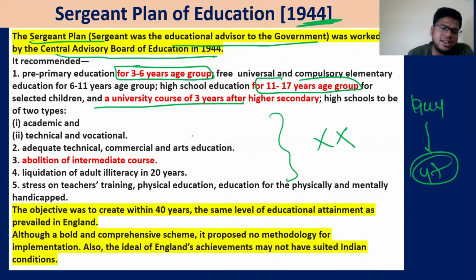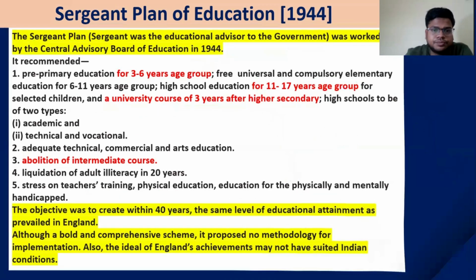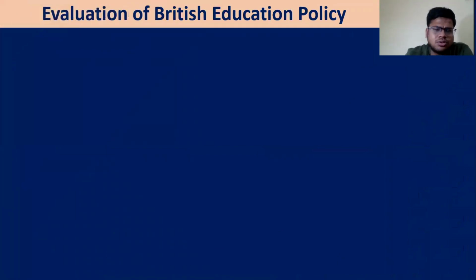So the idea was that yes, within 40 years we will create the same educational attainment as there is in England, but everything was just the plan and nothing important. What you just need to remember is the name and the year in which it has come, and you also realize why it is so. Now that's the end of the session.